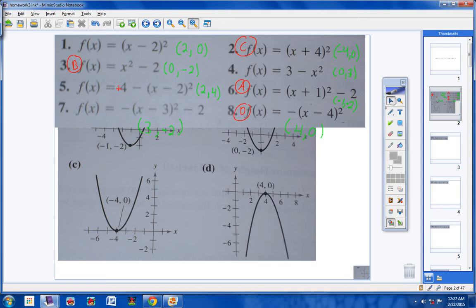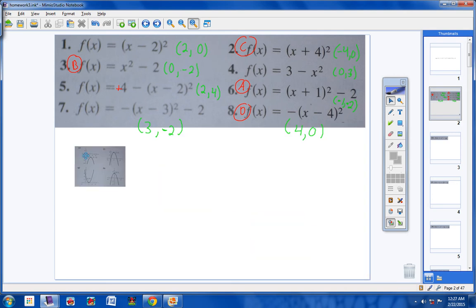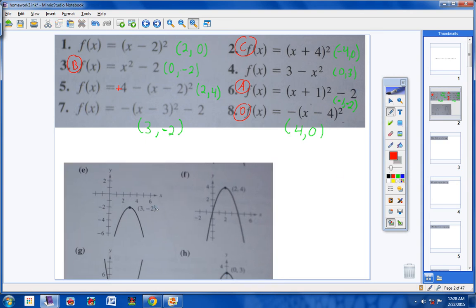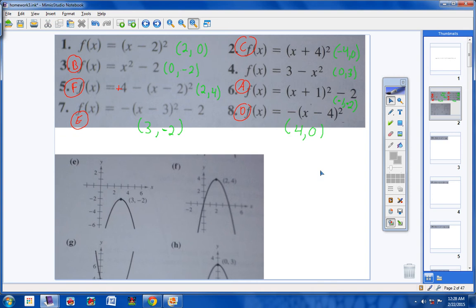Alright, let's continue on now to letters E and F. Now it looks like E has a vertex of 3, negative 2 right here. So I'm going to put E right here for number 7. F has a vertex of 2, 4. And there's only 1, 2, 4 right here. So number 5 would be F. And then letter G has a vertex of 2, 0. And that would be this one here. So we're going to call this letter G.